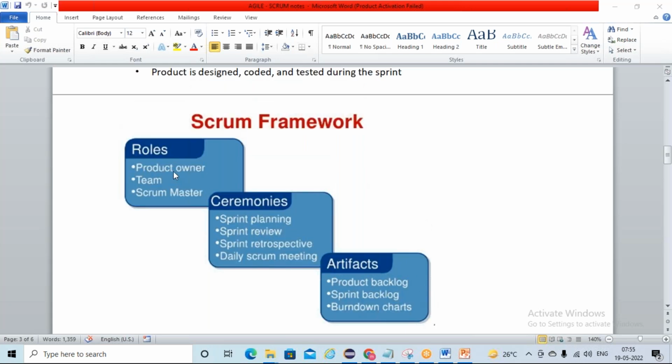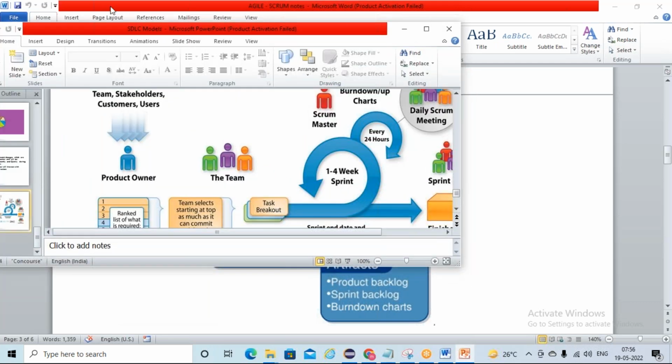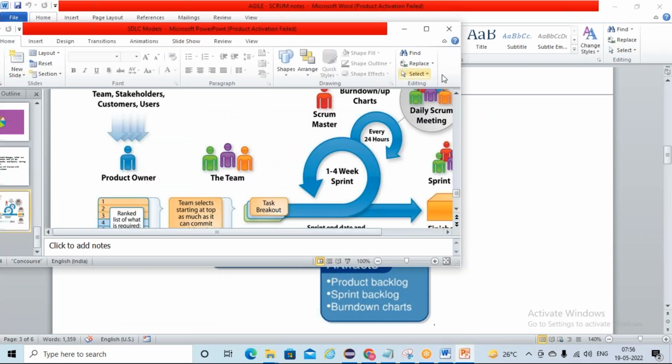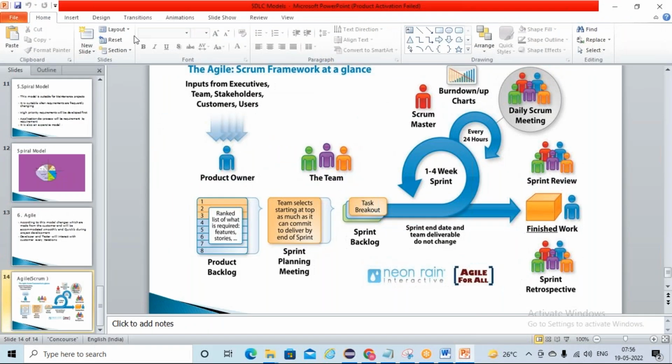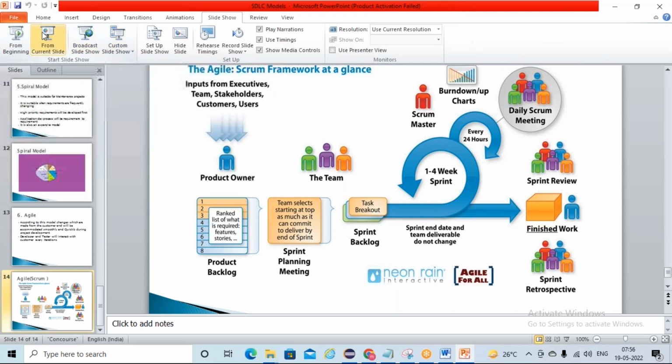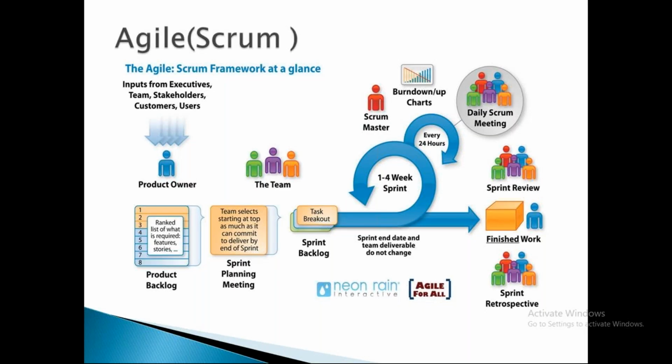Now, you understood roles, ceremonies, and artifacts, what they mean. Scrum artifacts, some of the terminologies that we understood. Not only that, if you look at the diagram, you can clearly understand here.